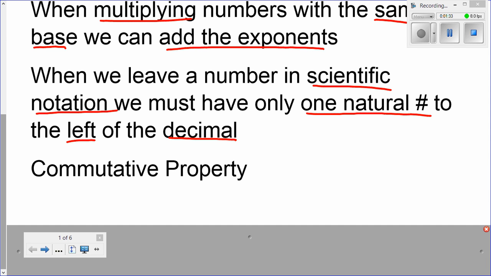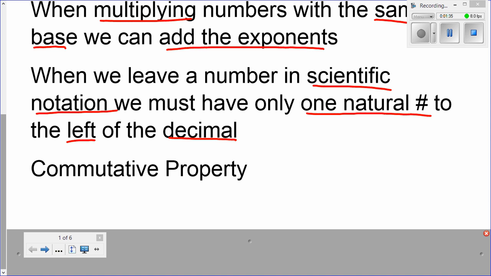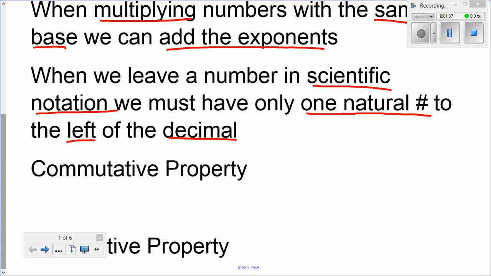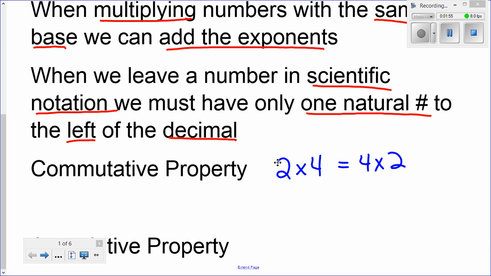The other things that you may not have written down, if you chose to write down along with me, is the commutative property, and down here you'll see as soon as I scroll down the associative property. Today the biggest commutative property we're going to talk about is in multiplication. So commutative property says that 2 times 4 is the same as 4 times 2. We can change the order of our numbers, and showing this proves that it is true.